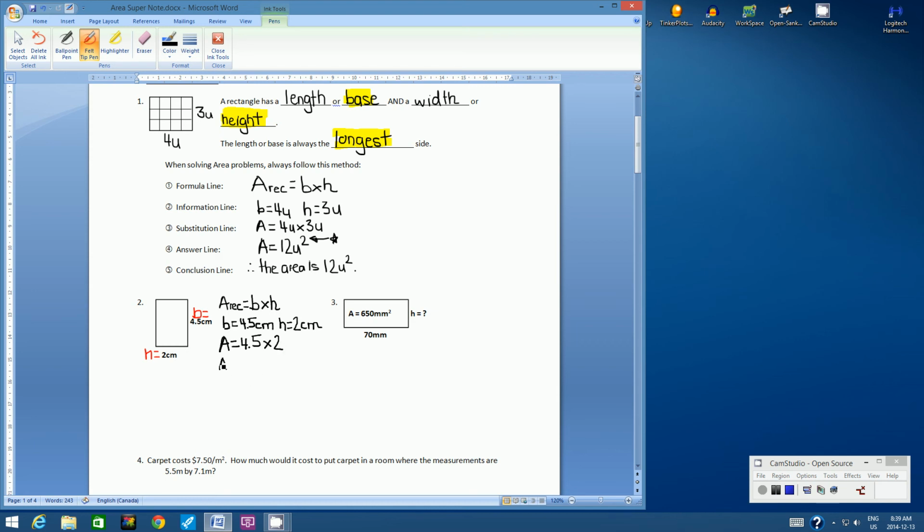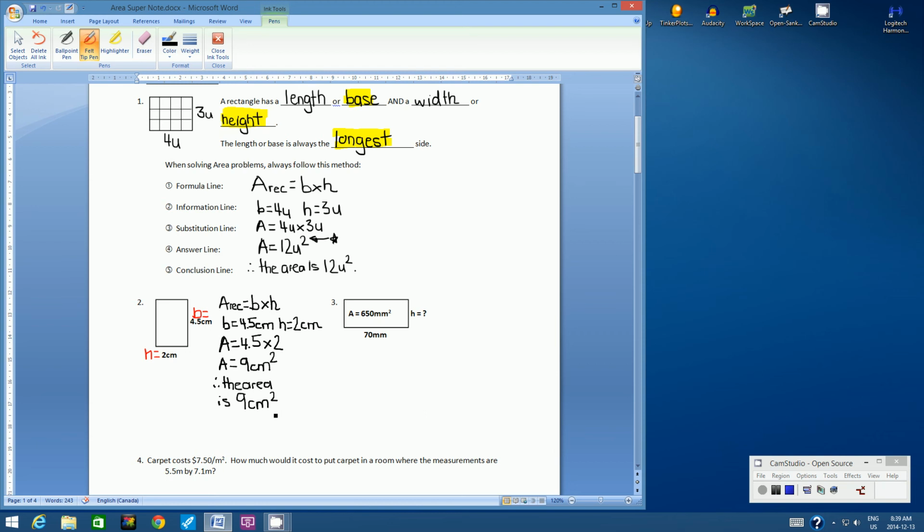All right, the fourth line is the calculation line or the answer line. So 4.5 times 2 is 9. Now don't forget our units. Our units were centimeters, and of course, because it's area, it has to be squared. Final line is our conclusion statement. Therefore, the area is 9 centimeters squared. Easy.